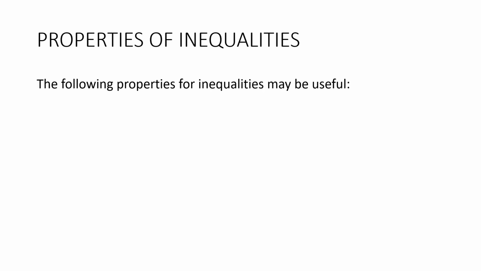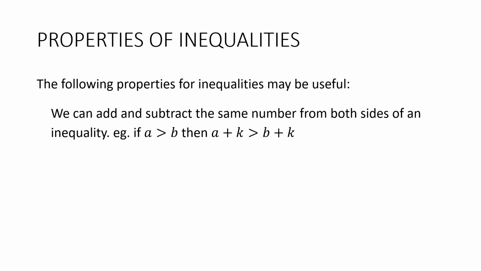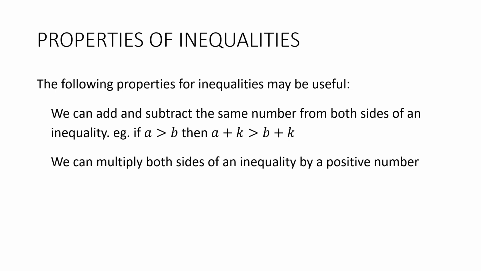So let's have a look at some properties of inequalities that could be useful in our proofs. The first one, and these are all fairly obvious: we can add and subtract the same number from both sides of an inequality. So suppose we have A is greater than B, then it follows that A plus K must be greater than B plus K. We can multiply both sides of an inequality by a positive number and nothing changes.